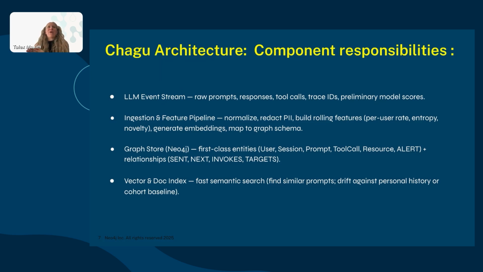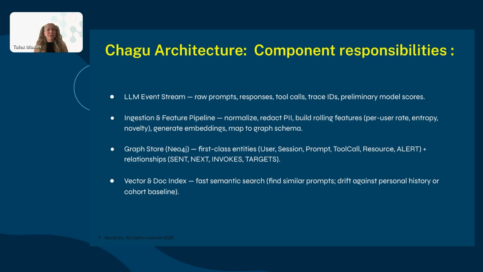A little bit about our architecture and component responsibilities. We have the LLM live event stream: raw prompts, responses, tool calls, trace IDs, and preliminary model scores. Then ingestion and the feature pipeline: normalization, redacting PII, building rolling features per user such as rate, entropy, and novelty, generating embeddings, and mapping to the graph schema. This helps us identify whether a query is malicious or not. We're storing it in Neo4j.